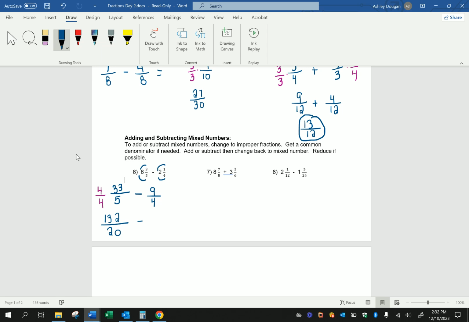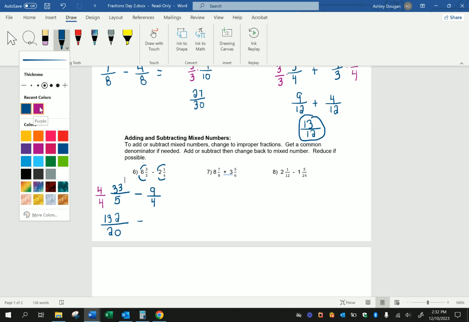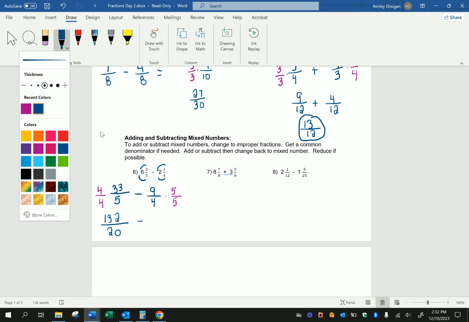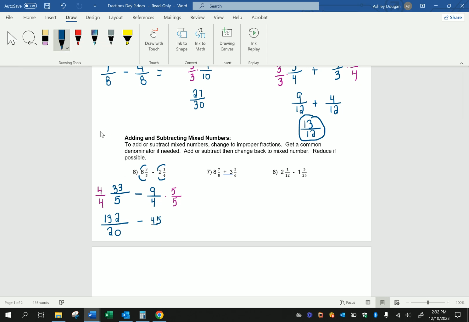And I'm subtracting. And I want to look at the second fraction and think, what could I multiply this 4 by that would give me 20? And that would equal 5. So I'd want to multiply the top and the bottom by 5. 9 times 5 is 45, and then 4 times 5 is 20. My new fractions are 132 over 20 minus 45 over 20. And I would subtract and get 87 over 20.